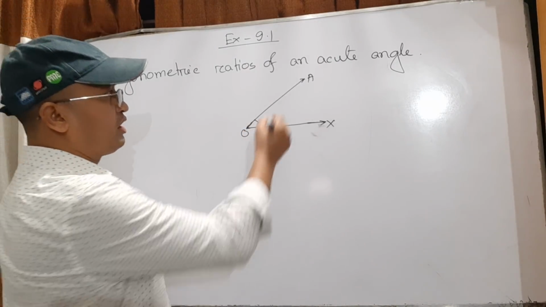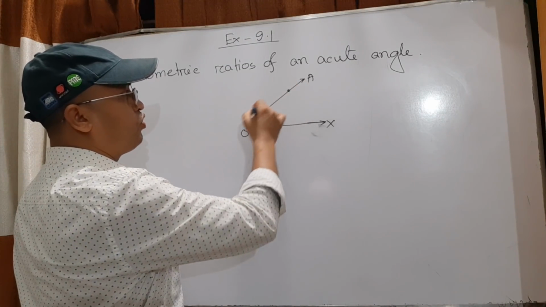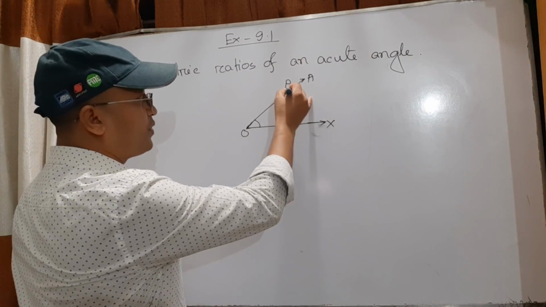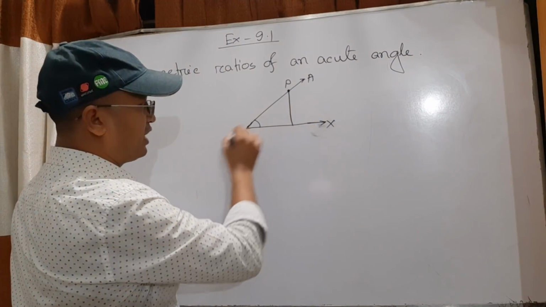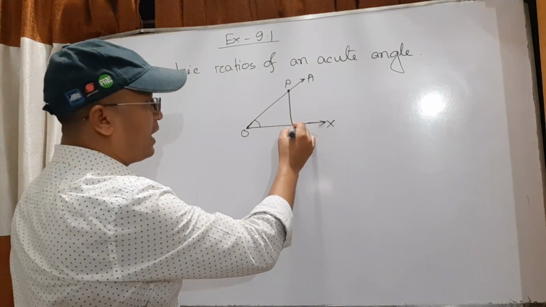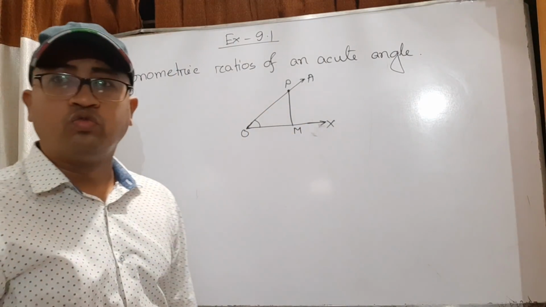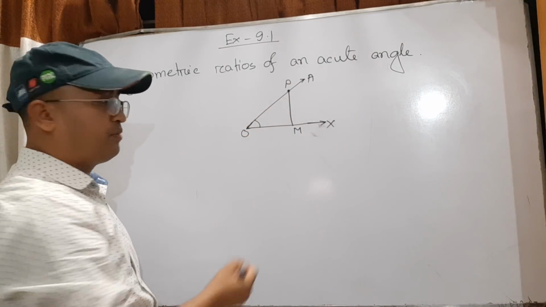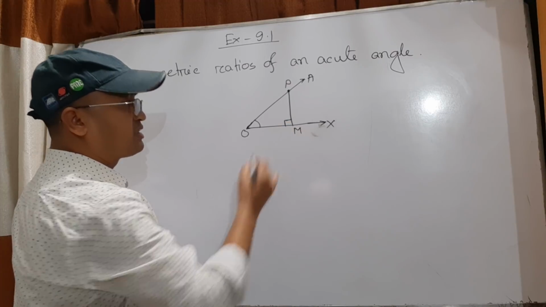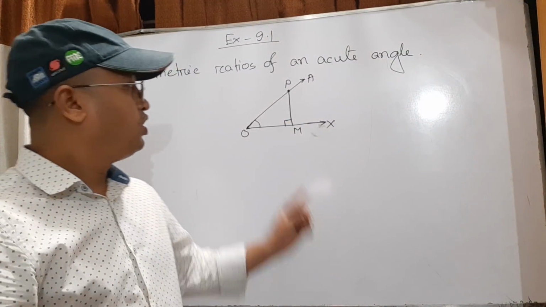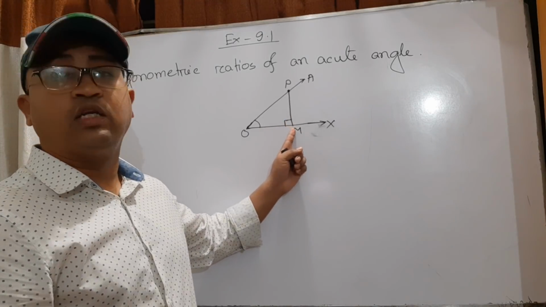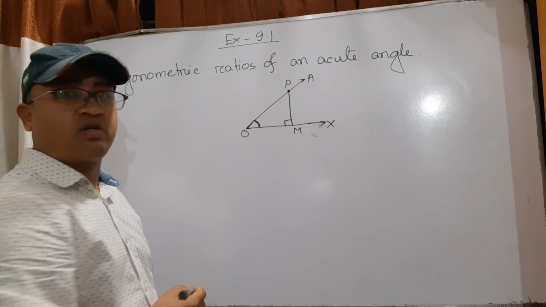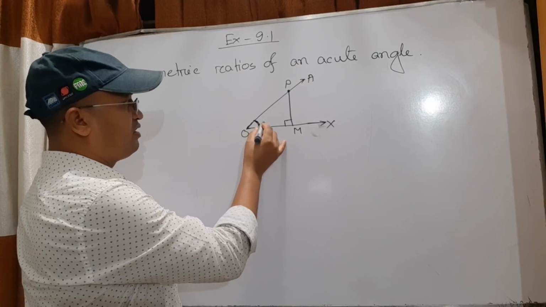Take a point P on the line OA. I have taken a point P on the line OA. Now draw a perpendicular from P to OX. I have drawn a perpendicular PM from P to OX. So now look, POM is a right angle triangle because this is a right angle. As PM is a perpendicular, angle PMO is a right angle, and this will be an acute angle. Now consider this as theta.